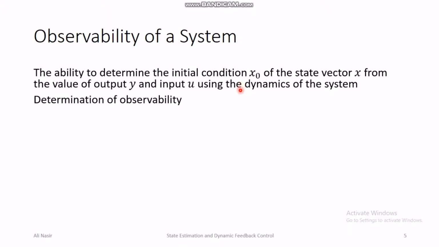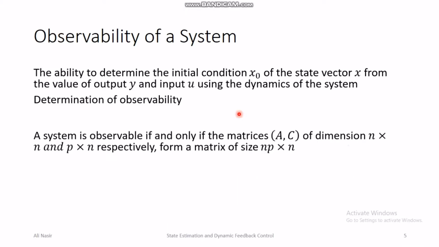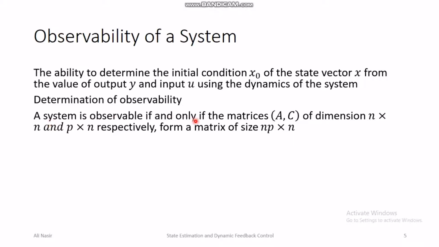But this concept does not help us in determining which system is observable and which system is not observable. So for determination of observability, a system is observable if and only if the matrices A and C, where the A matrix will be of dimension n cross n and the C matrix will be of dimension p cross n, as we discussed a couple of slides ago, form a matrix of size n p cross n. This matrix is called the O matrix or observability matrix, and it is represented by C, CA, CA square, and so on up to C into A to the power n minus 1. If this matrix has rank n, then the system is observable.